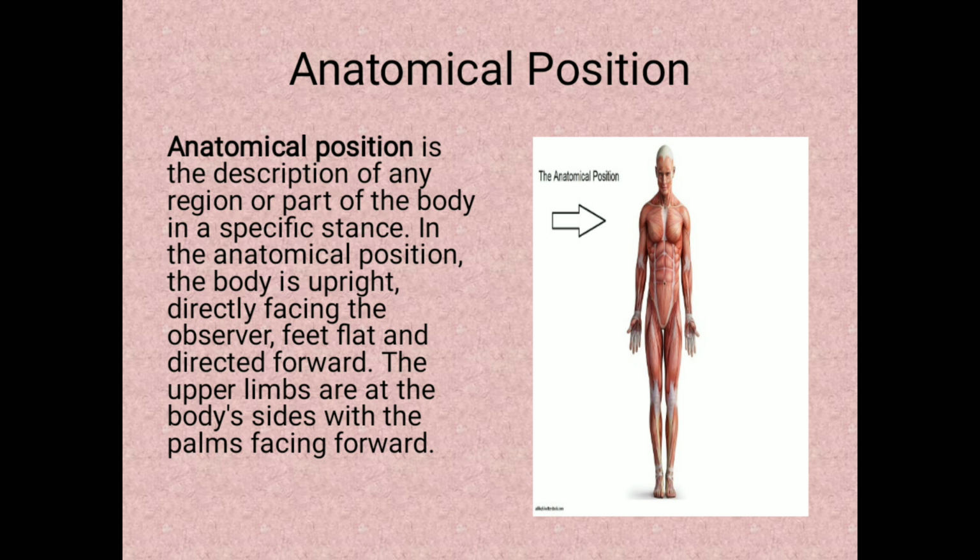So what is the anatomical position? You can see in the diagram that the body is standing straight in upright position facing the observer. The feet are flat on the ground and directed forward. The hands are by the side of the body with the palms facing forward. So this is the anatomical position. It is the universal position and used in anatomy throughout.